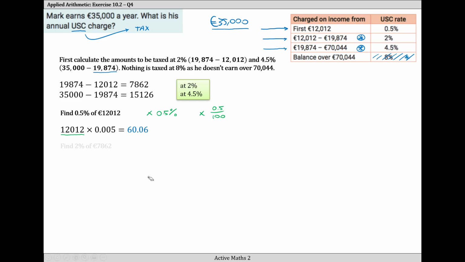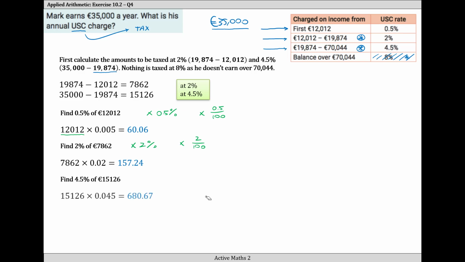We're then going to find 2% of 7,862, and that gives us 157.24. And again, I used the decimal form. I multiplied 7,862 by 0.02. I could have multiplied it by 2%, or I could have multiplied it by 2 and divided it by 100, and I get 157.24. And then finally, the balance, which is the 15,126, we're going to multiply that by 4.5%, and we get 680.67 euro.